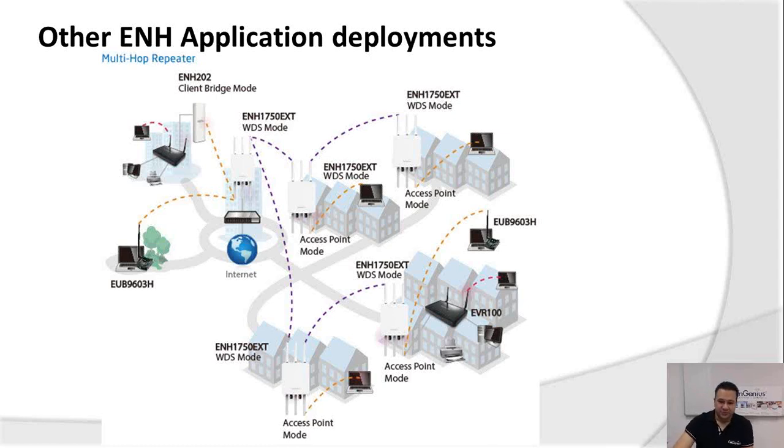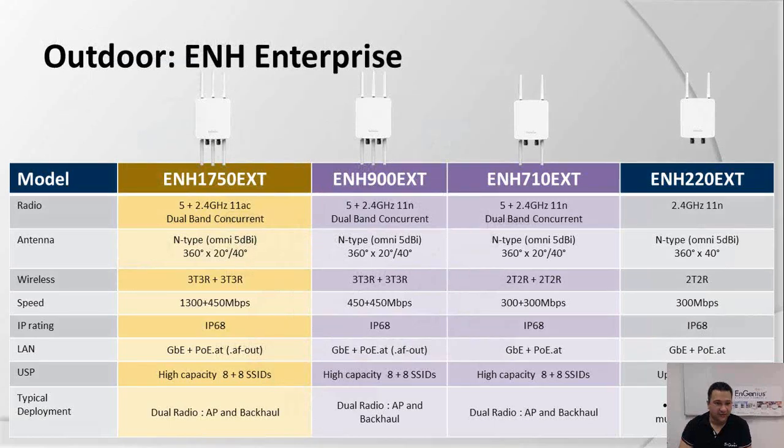So, lineup for the outdoor devices. Like I said, we have the ENH1750, which is dual band on 11AC. And besides that, we also have the 900, which has no 11AC, but still dual band. We have the ENH710 with 2T2R instead of 3T3R. And we even have an ENH220EXT which only has a single band on the 2.4 gigahertz.